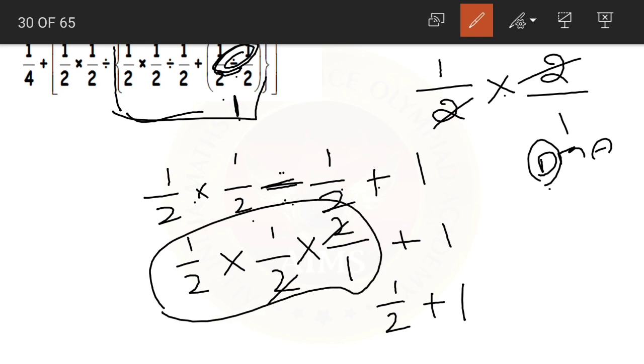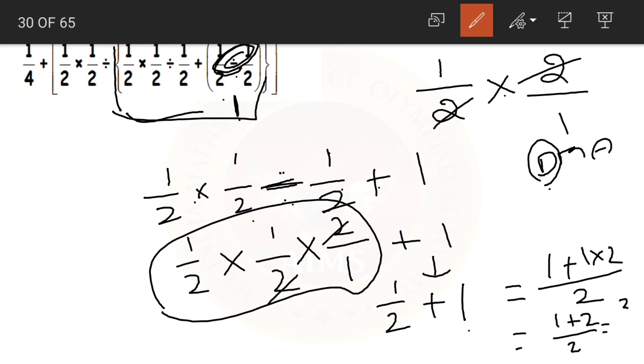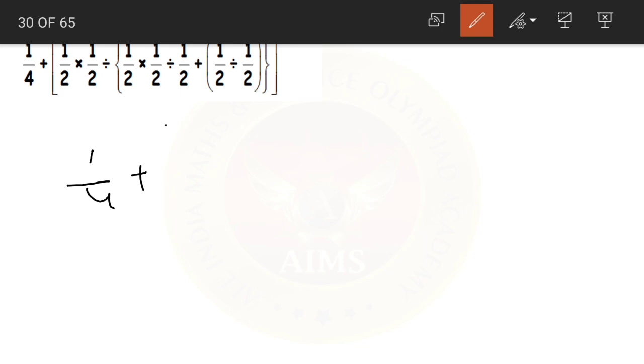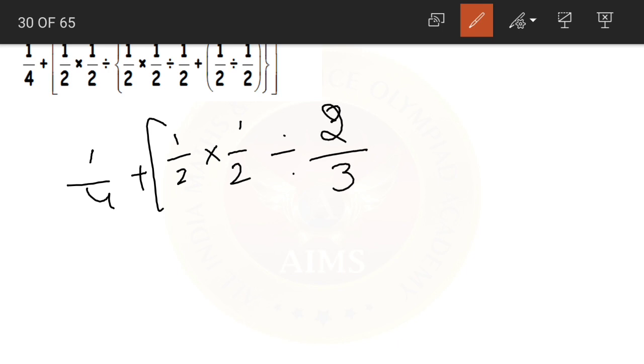1 by 2 from this and plus 1. Now 1 by 2 plus 1 becomes what? 1 plus 1 into 2 by 2, that is equal to 1 plus 2 by 2, that is equal to 3 by 2. Yes. Whatever we have solved in these curly brackets, the answer we got is 3 by 2. So 1 by 4 plus square brackets 1 by 2 into 1 by 2 divided by, what did we get? We got 2 by 3 from the curly brackets. Sorry, we got 3 by 2. I'm so sorry. We got 3 by 2 from the curly brackets.